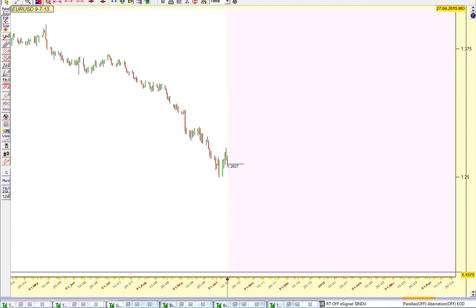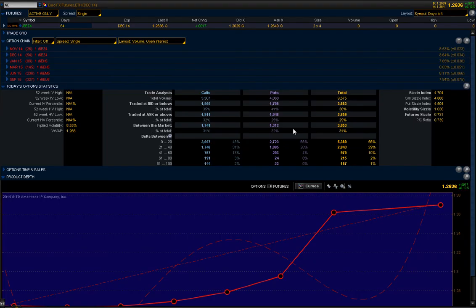Covered it all. Next thing I want to show you is the options. Looking at the futures, you can see that the call sizzle is at 4.866, and the put sizzle is at 4.504. So as of now, there are more calls against the puts. So someone is bullish on the futures on the euro. So let's see how it's going to pan out this week.